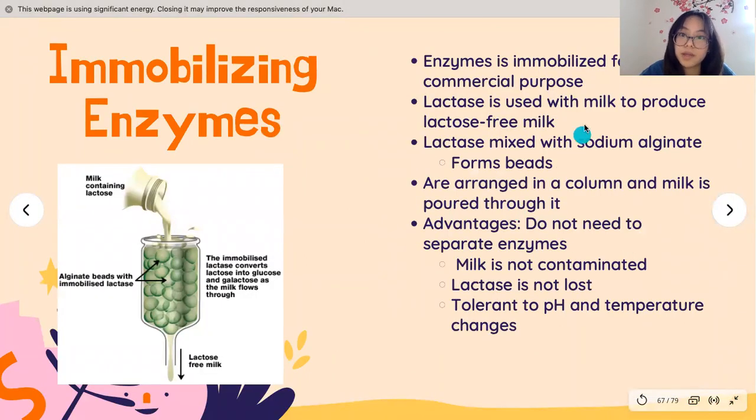So when immobilizing enzymes, it's basically used for commercial purposes. An example of this would be lactase when making lactose-free milk. They form beads, as you can see here, arranged in a column, and milk is poured through it. Some advantages are that you do not need to separate the enzyme. The milk is not contaminated with the enzymes. The lactase is not lost, and it's also tolerant to pH and temperature changes in comparison.